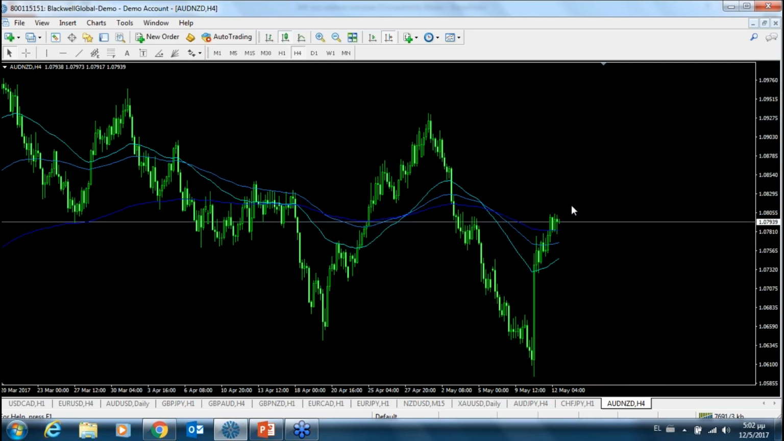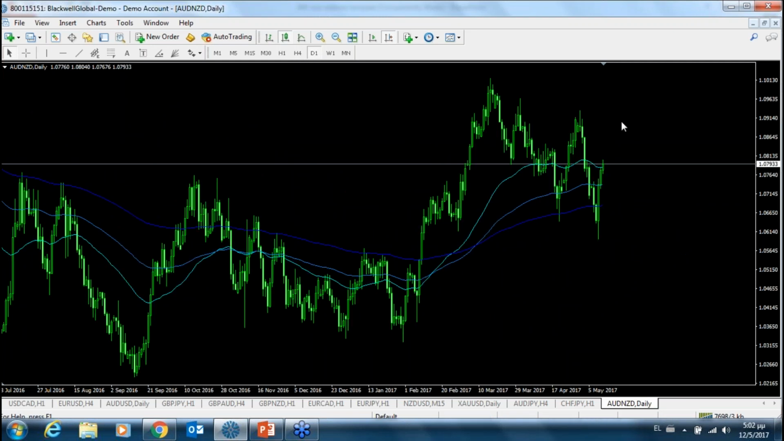On the 4 hour chart it has just peaked out of the three lines, and then on the daily chart it's starting to peak out as well, so it may actually be showing some bullish type momentum on the AUD NZD. Now the thing about it is that you want to be a little bit cautious on the fundamentals on the economic calendar next week. This Saturday, which is tomorrow, there is a G7 meeting.